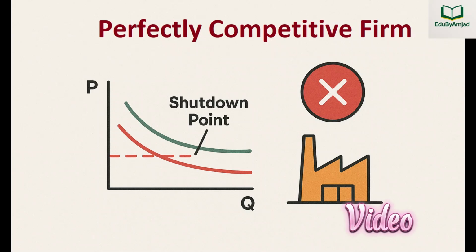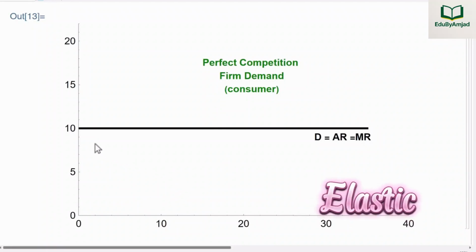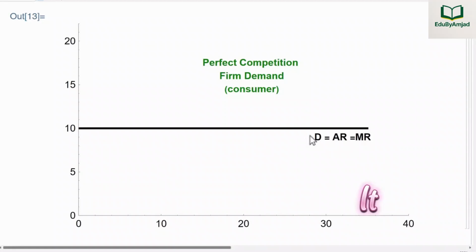In this video, we explain profit and loss situations for a perfectly competitive firm, with a clear focus on the shutdown condition. A firm is faced with a horizontal consumer demand curve, perfectly elastic demand. This is because each firm is a price taker. It can sell any quantity it wants at the market price but cannot influence the price.